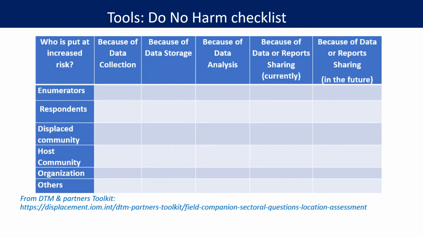Now let's look at the IM cycle, the process of data and information management. We can do harm at different moments of this process. We can do harm when we collect the data. We can do harm when we store the data. We can do harm when we analyze the data or we share the data. And this harm can be done immediately when sharing or even after some time. You can find the Do No Harm checklist and a short explanation of how to use it in the DTM and Partners Toolkit at the link you see in the slide.